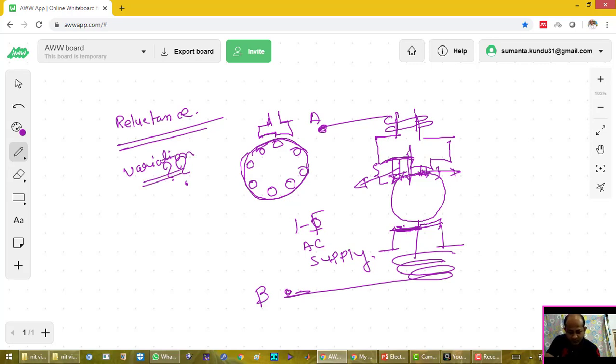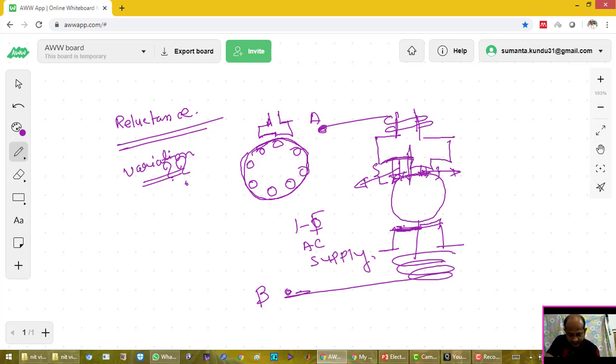So two fluxes will be produced: one in the half of the pole face where the air gap length is higher, and another in the other half of the pole face where the air gap length is minimum. Now what will be the nature of those two fluxes?